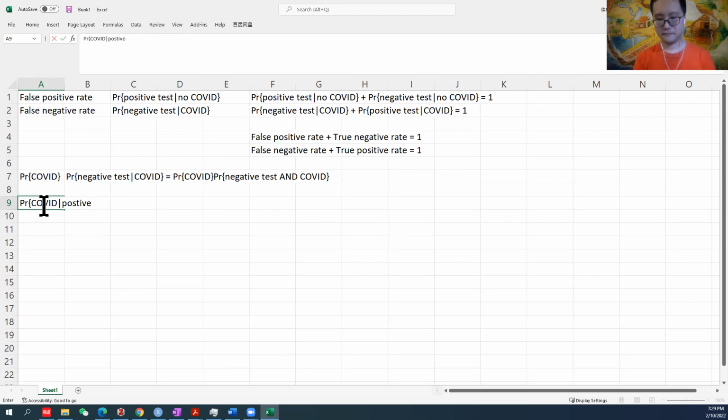Positive. If we get a positive result, conditional on this, what's the probability of actually getting COVID? So that's the accuracy of the test.